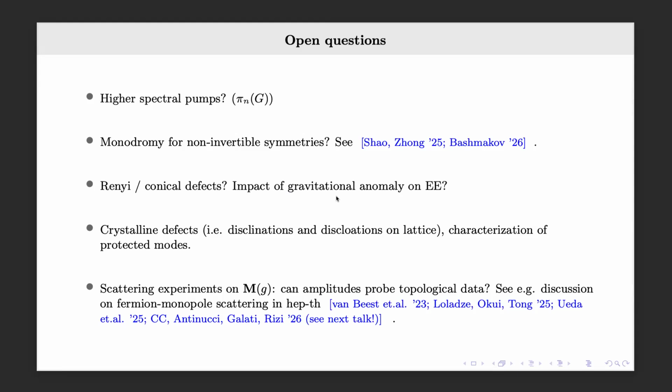And the last point, which is maybe connected to a talk tomorrow, is what happens if we try to probe the monodromy defect via scattering experiments. So you can try to take the bulk fermions and scatter them on the monodromy defect. And I'm curious whether you can use scattering amplitudes to probe this topological data in a similar way in which you can probe some non-trivial topological data on magnetic monopoles by scattering.